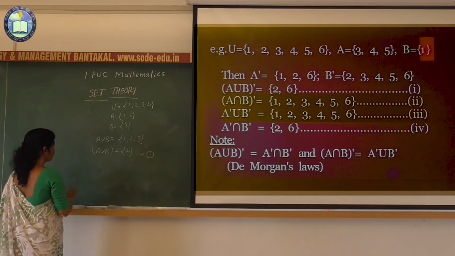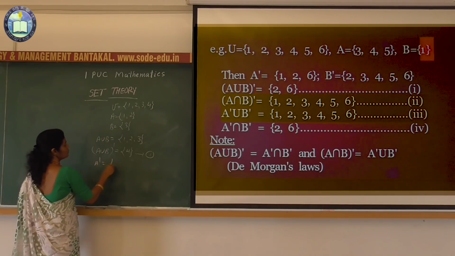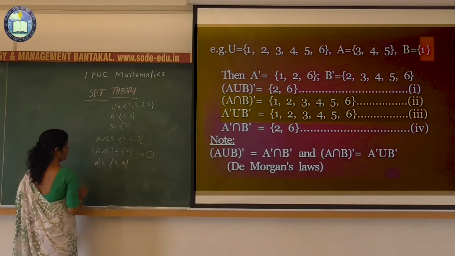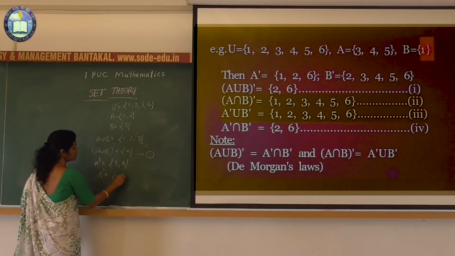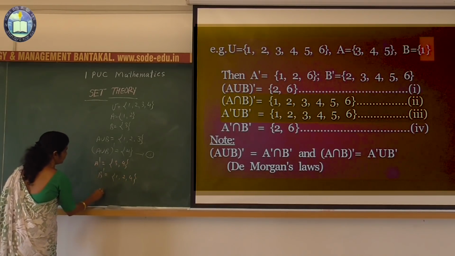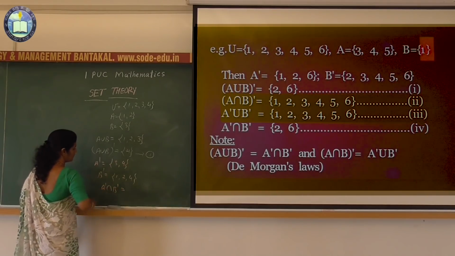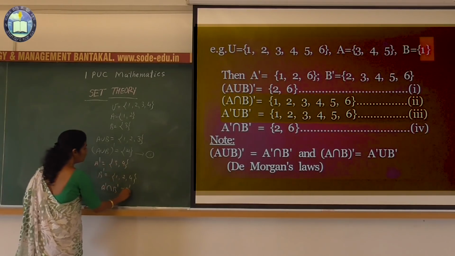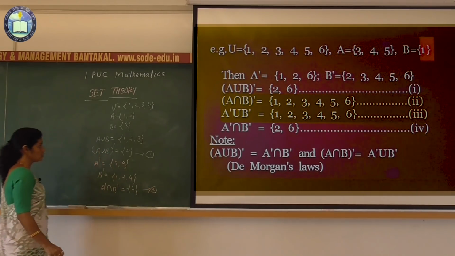Now consider A complement. Except 1 and 2, that is 3 and 4. Write B complement. Except 3, that is 1, 2 and 4. If you take the intersection of these two, A complement intersection B complement, the common entry is 4 only. Number this as equation 2.